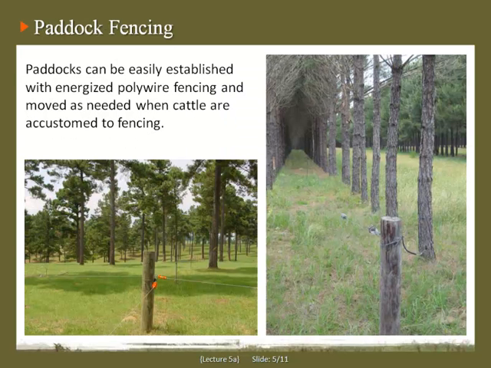Polywire and polytape fences are also easy to move. Paddocks can be easily established with energized polywire fencing and moved as needed when cattle are accustomed to the fencing. This enhances the manager's ability to more easily create grazing areas, move cattle from paddock to paddock, and provide optimum forage recovery periods.